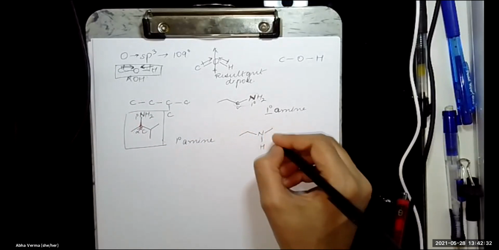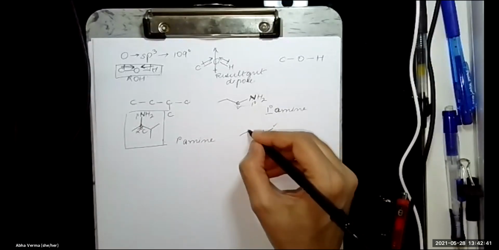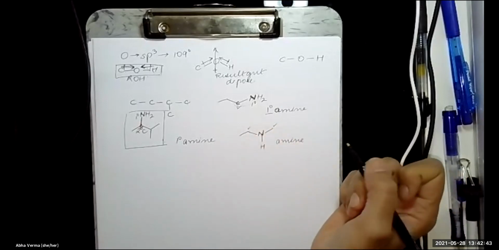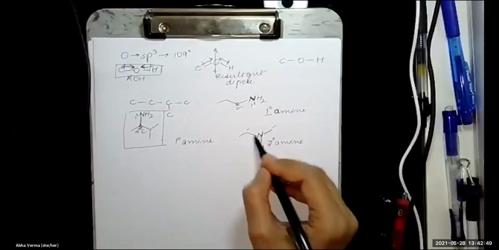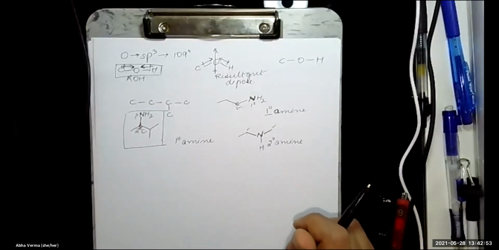Now we have an amine. Tertiary. Secondary. So this nitrogen is connected to 2 other carbons, and so it is a secondary amine. So still no pi bonds or no unsaturation is there.